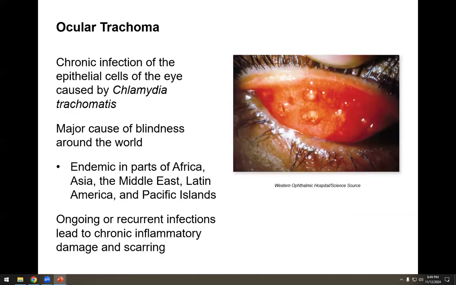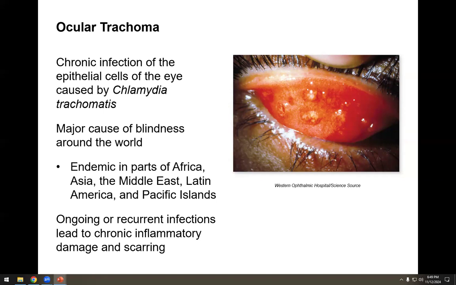Next, we have ocular trachoma. Trachoma happens to be the most common infectious cause of blindness that exists. It's caused by the bacterium Chlamydia trachomatis. If chlamydia sounds familiar to you, it probably should. This is the exact same bacteria that causes chlamydia, it's just now in your eye.